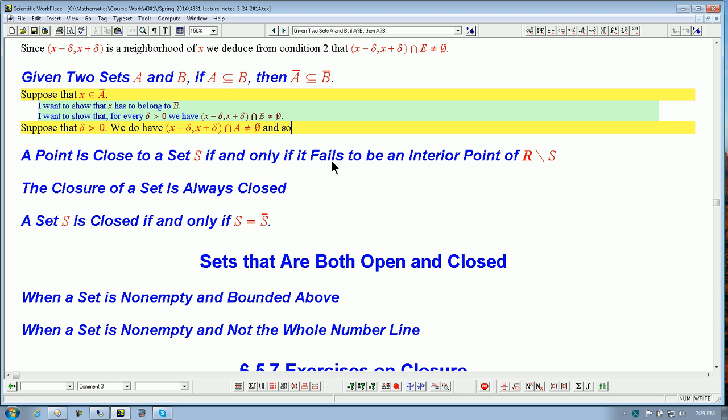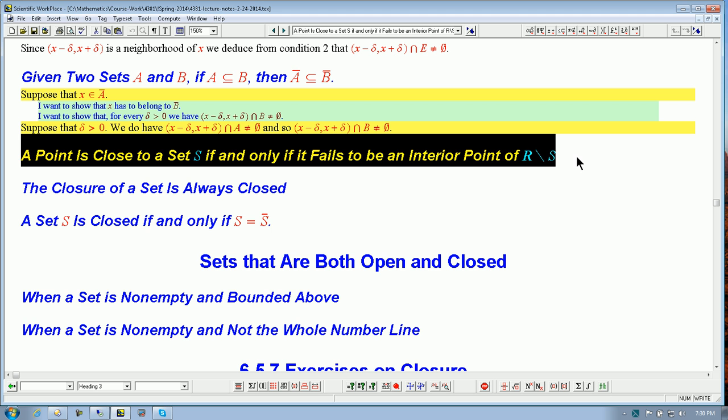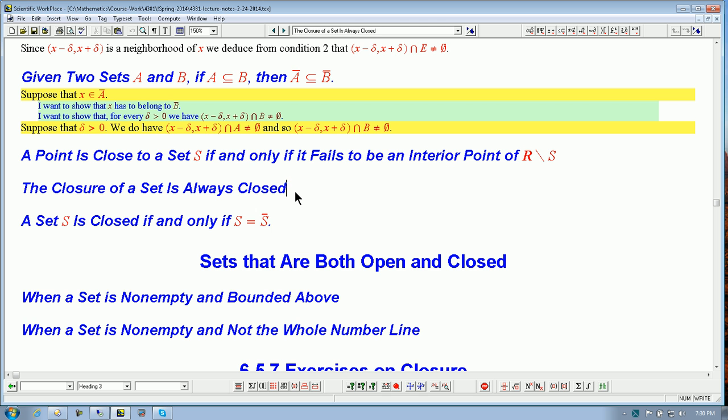And so the stick center X radius delta intersected with B can't be empty either, because A is a subset of B. You see, it's that simple. If A is a subset of B, then A bar must be a subset of B bar. We've already done this today, haven't we? The closure of a set is always closed. I'm almost done with what we're doing today.